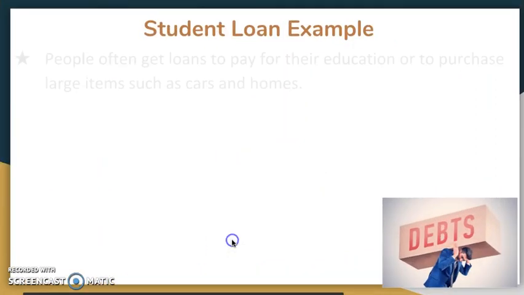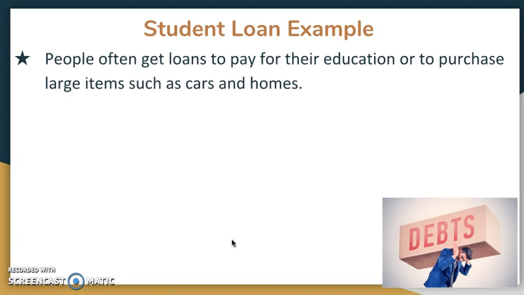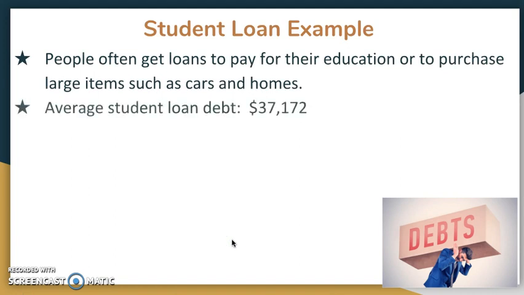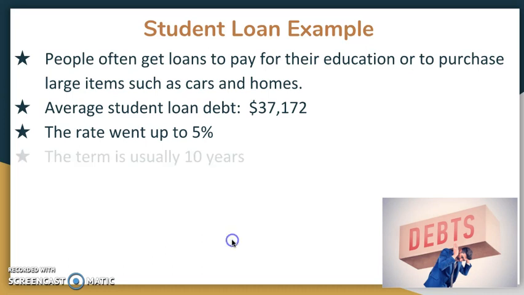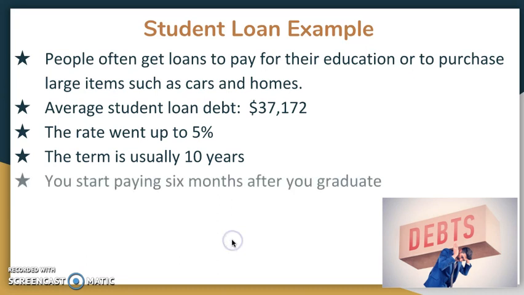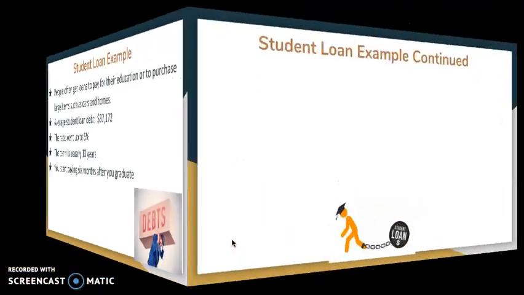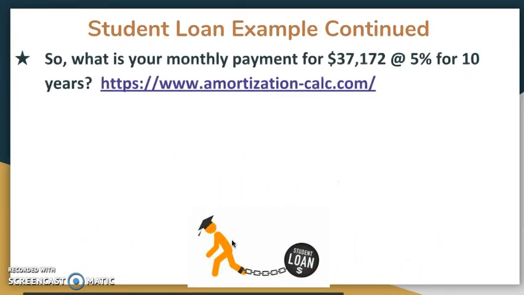Here's an example of a student loan. People often get loans to pay for education and purchase large items. The average student loan debt in 2016 was a little over $37,000. The rate went up to 5% on these loans, and the term of the loan is usually 10 years. You will start paying your student loans back 6 months after you graduate. So, what do you suppose your monthly payment would be for this loan?